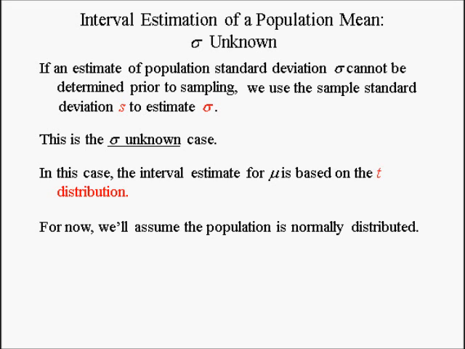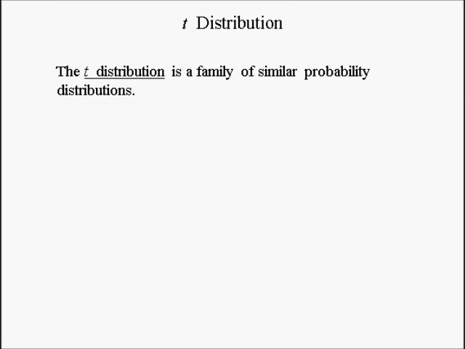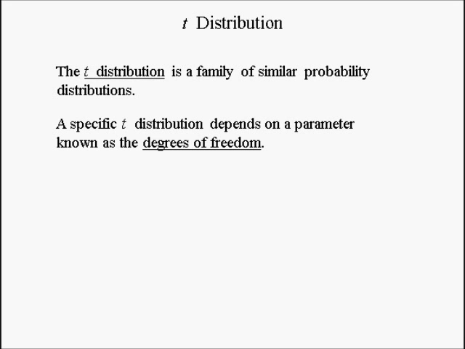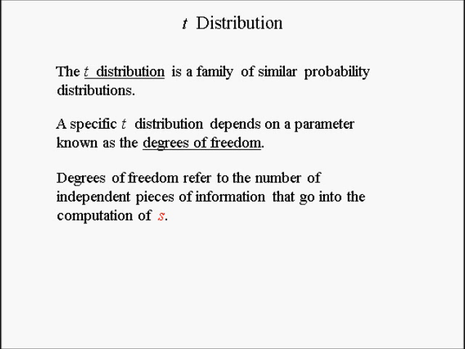For now, we assume data from the population is normally distributed. The t distribution is a family of similar probability distributions, all of which are symmetric and bell-shaped. A specific t distribution depends on a parameter known as the degrees of freedom. In this chapter, degrees of freedom refers to the number of independent pieces of information that go into the computation of the sample standard deviation, S.